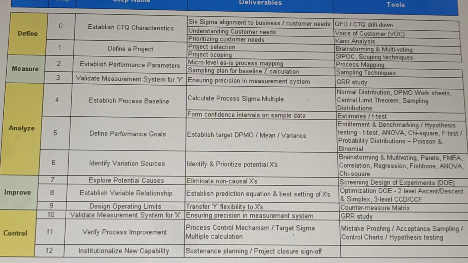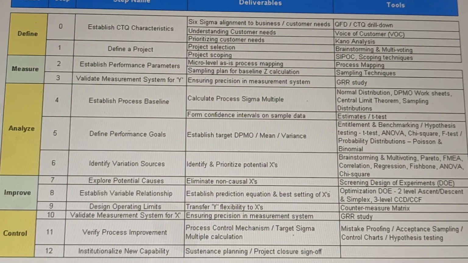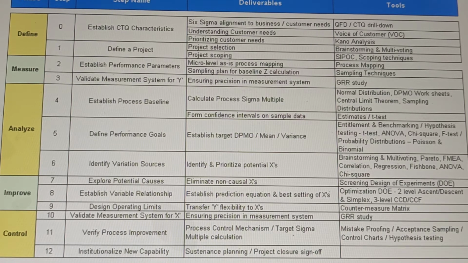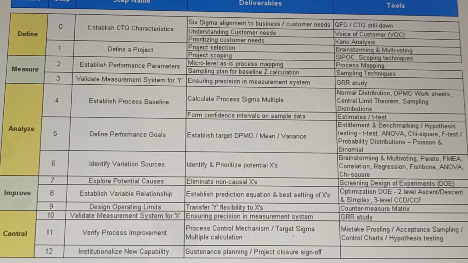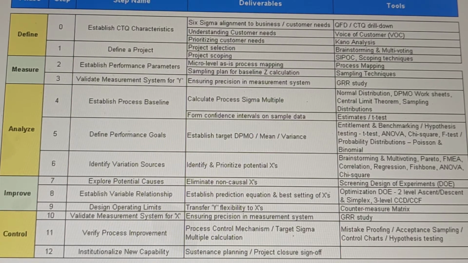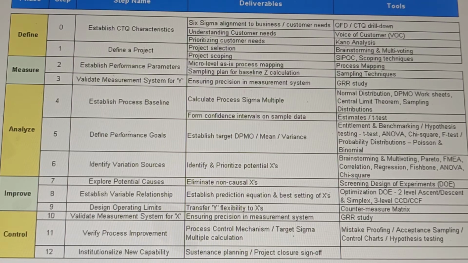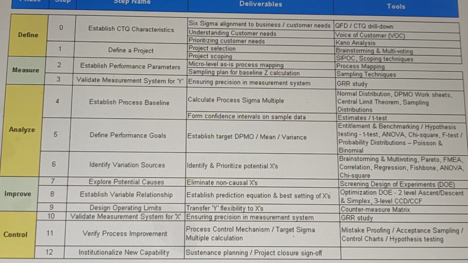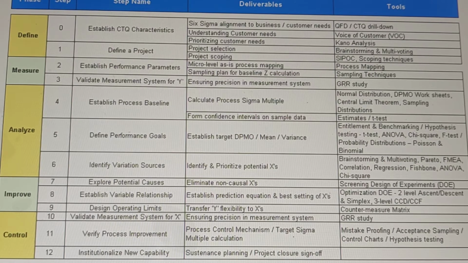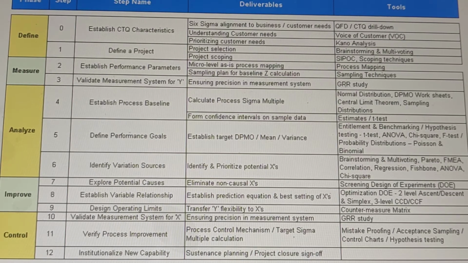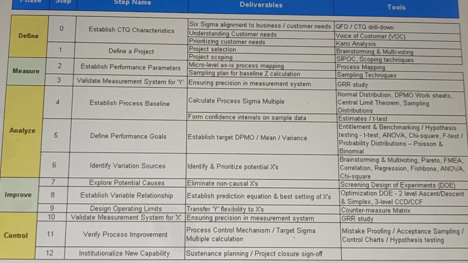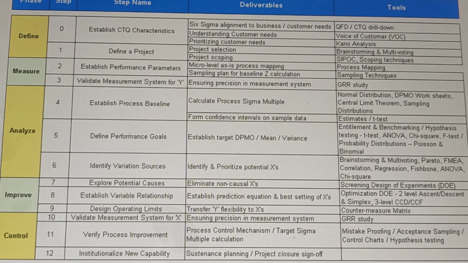In the define phase, as I told in lecture 4, we will establish CTQ, critical to quality, characteristics and define a project. Okay, that we have discussed. And what are our deliverables? Establish CTQ characteristics, Six Sigma aligned to business and customer needs. Like for any process, any manufacturing, any service industry, what is our business? What are the customer needs? We need to define that very categorically.